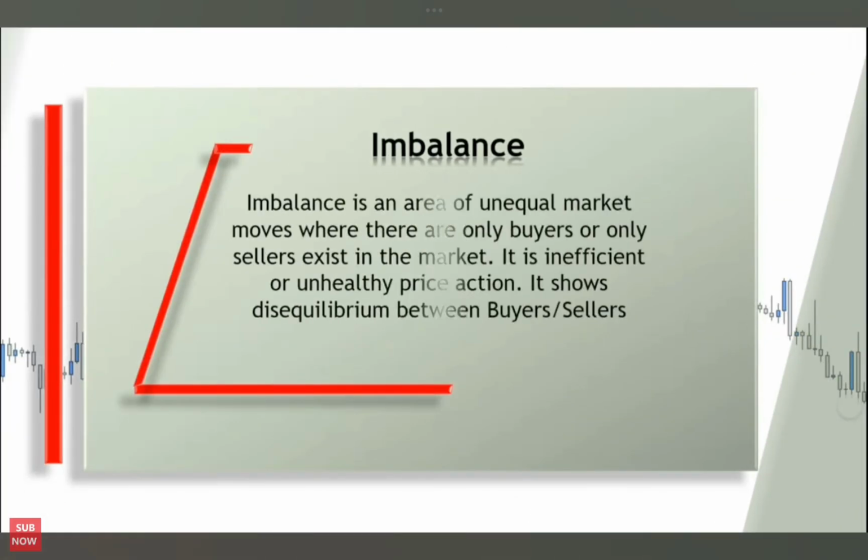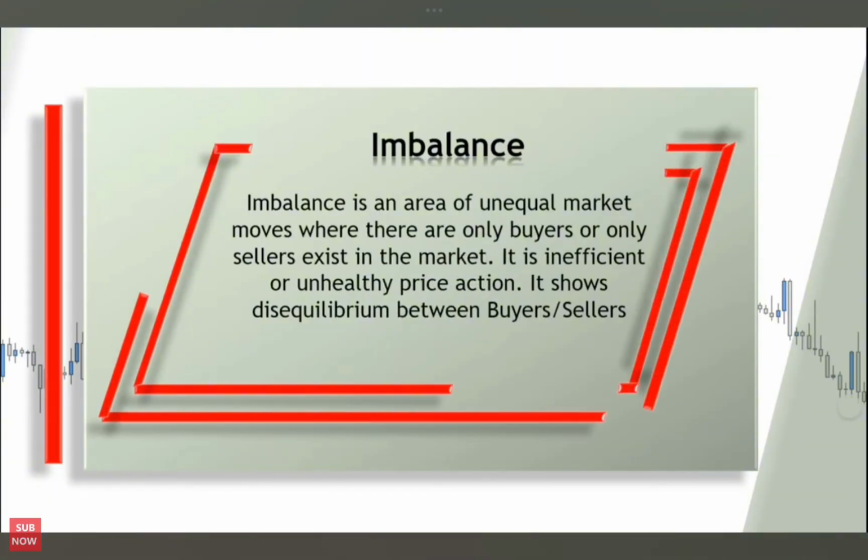The second principle of the smart money trading system is imbalance. Let us see its exact definition. Imbalance is an area of unequal market moves, where only buyers or only sellers exist in the market. It is inefficient or unhealthy price action. It shows disequilibrium between buyers and sellers.